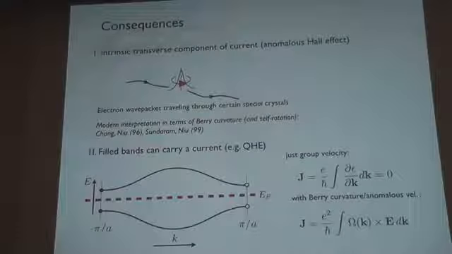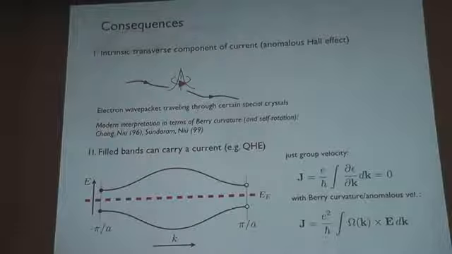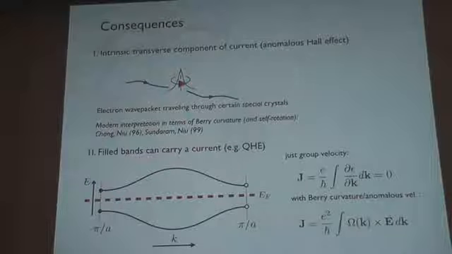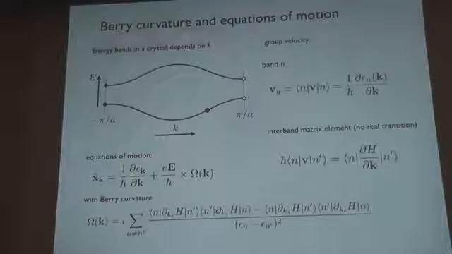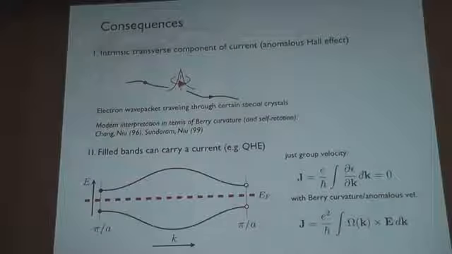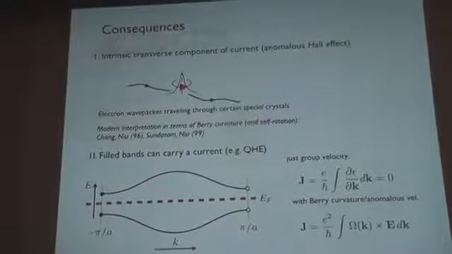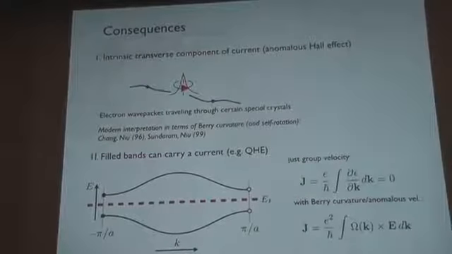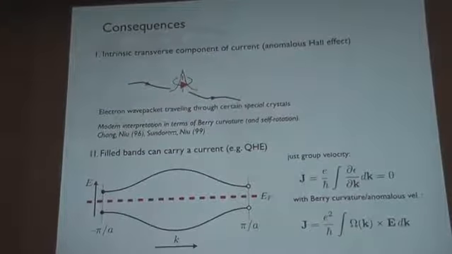So that's very nice. And the modern interpretation of this comes from Chang and Niu, and also another paper by Sundaram and Niu, in terms of the self-rotation of the wave packets. So understanding and calling this a Berry curvature, or relating this Karplus-Luttinger term, the anomalous velocity, to the self-rotation of the wave packets was something that was only realized fairly late on, right? It was only realized in the 90s-ish, and that's one consequence.